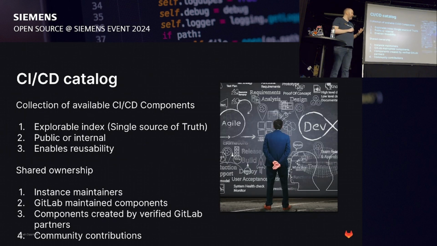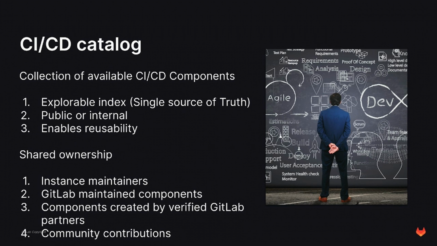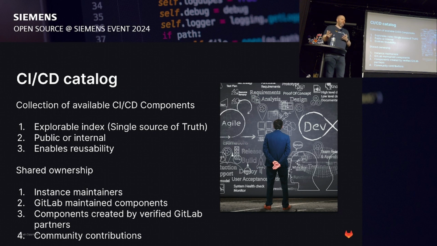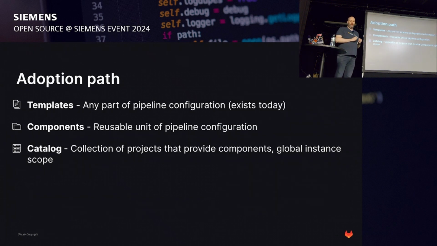The catalog on the other side is the additional way of collecting all the CI/CD components. So you have an explorable index, a single source of truth. Everyone knows, here's the catalog, I can find it, can use it publicly or internal, and it enables reusability. And the great thing is also it has shared ownership. So either there are instance maintainers maintaining the components, GitLab upstream maintains components, components are created by verified GitLab partners, and there are community-contributed components, which enables even greater collaboration.